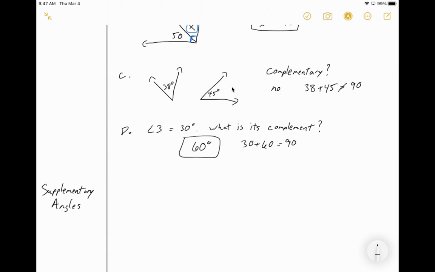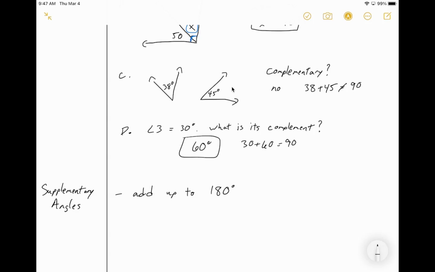Supplementary angles. Supplementary angles add up to 180 degrees. Give me a second to write that down. Supplementary angles add up to 180.